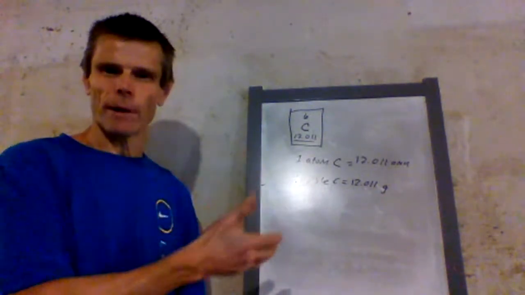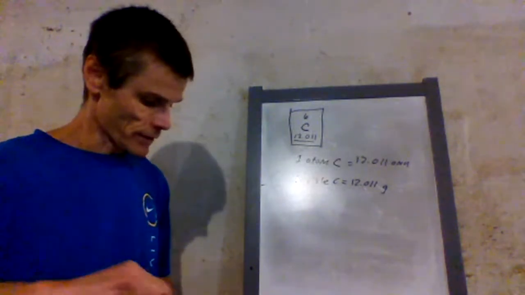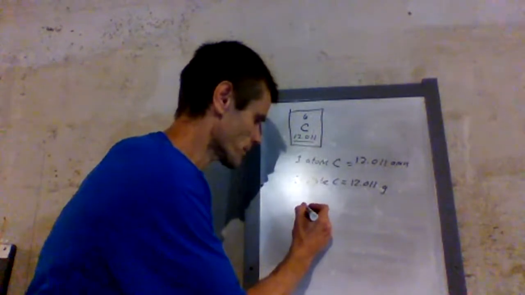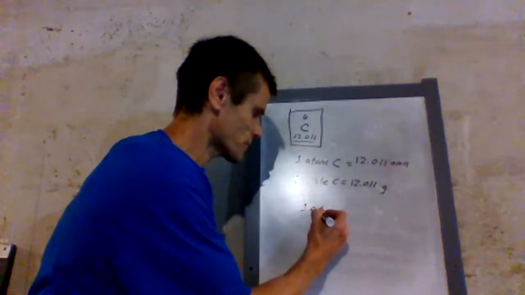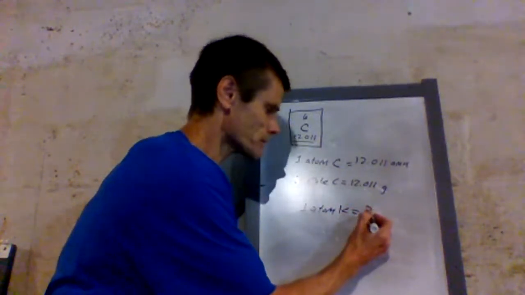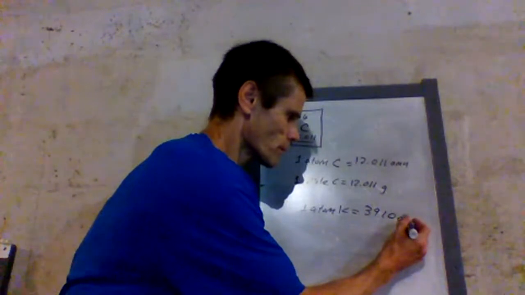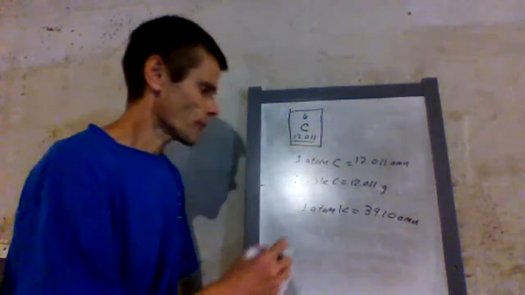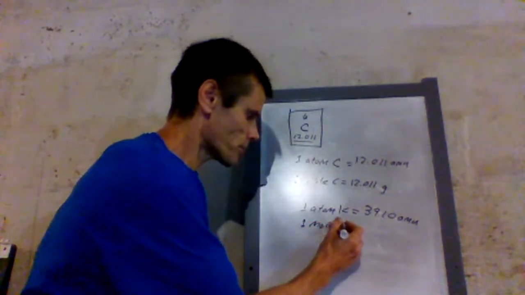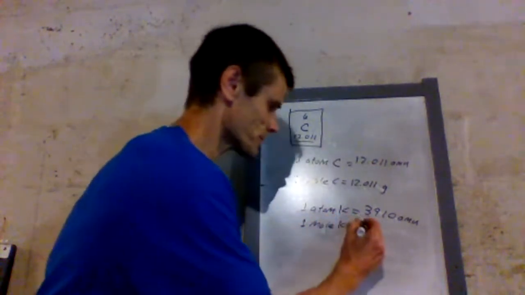Remember we said if we compared carbon and potassium, let's look at potassium on the periodic table. We would see that one atom of potassium has a mass of 39.10 AMU. If we had 1 mole of potassium, it would be 39.1 grams.